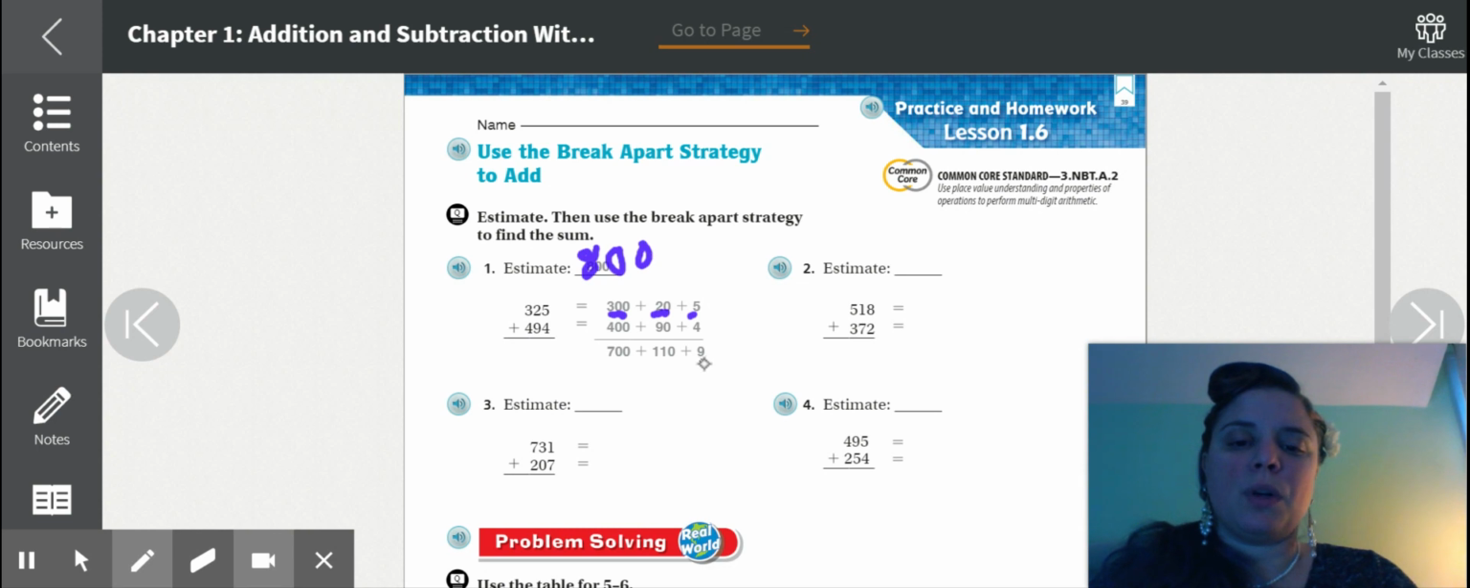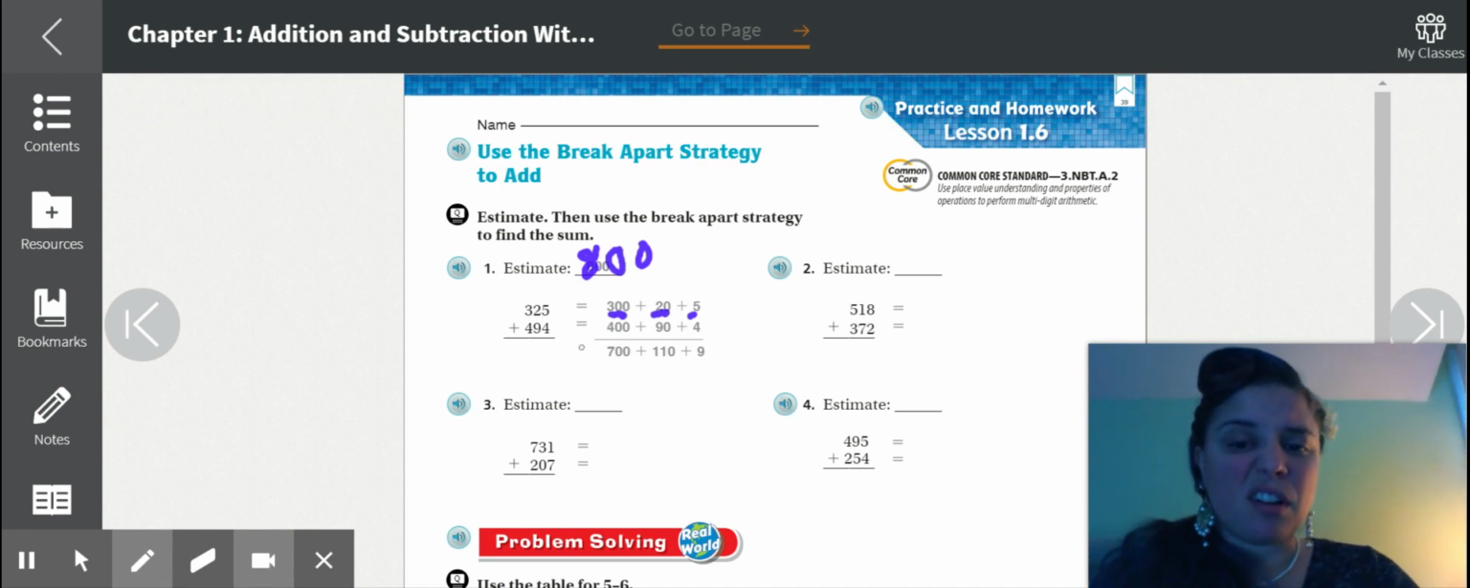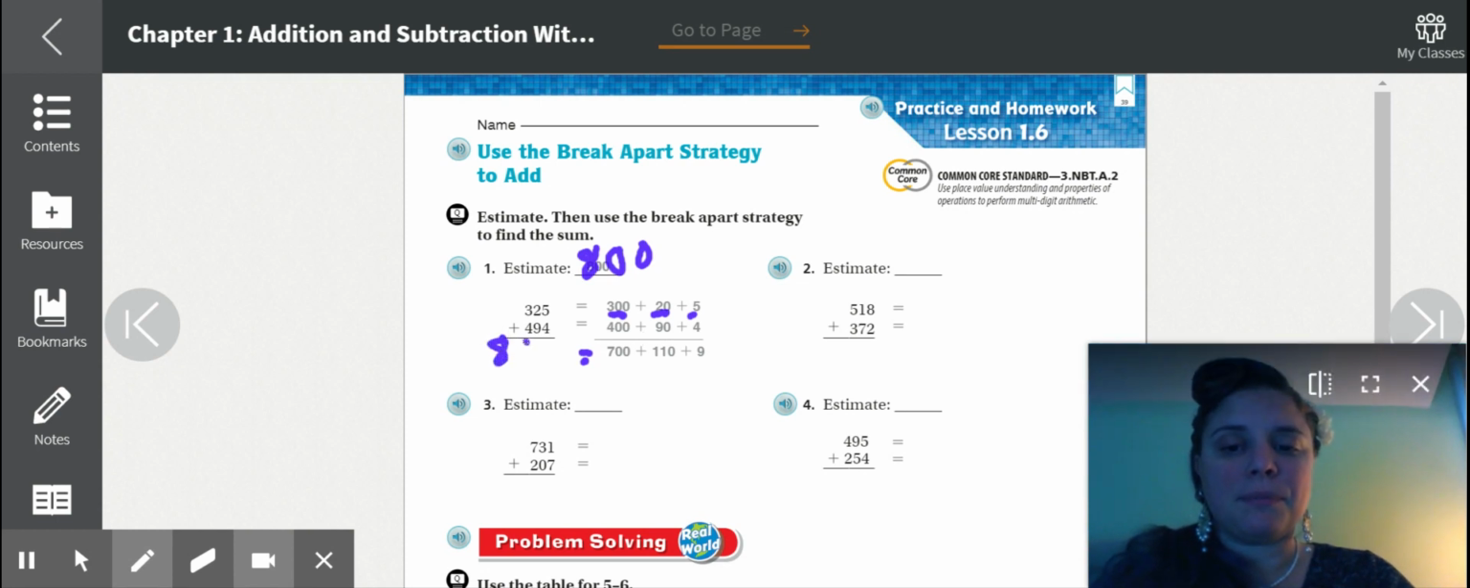So 5 plus 4 is 9. 20 plus 90 is 110. 300 plus 400 is 700. Okay? And then you can figure out the answer by adding them. So 110 plus 9 is 119. 700 plus 110 is 819.